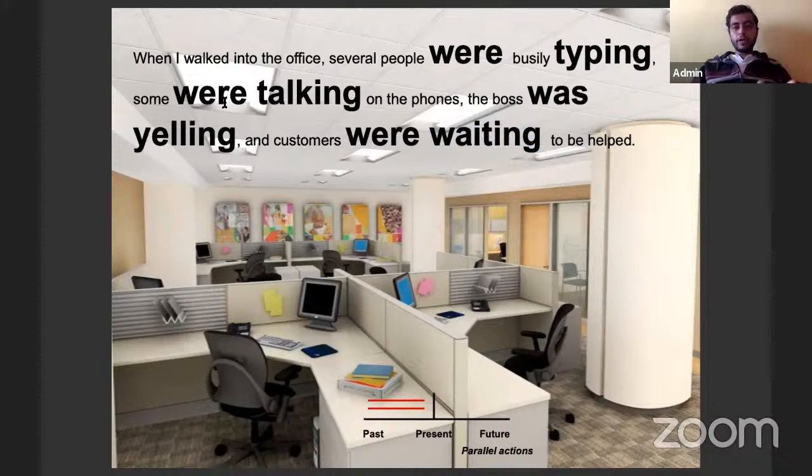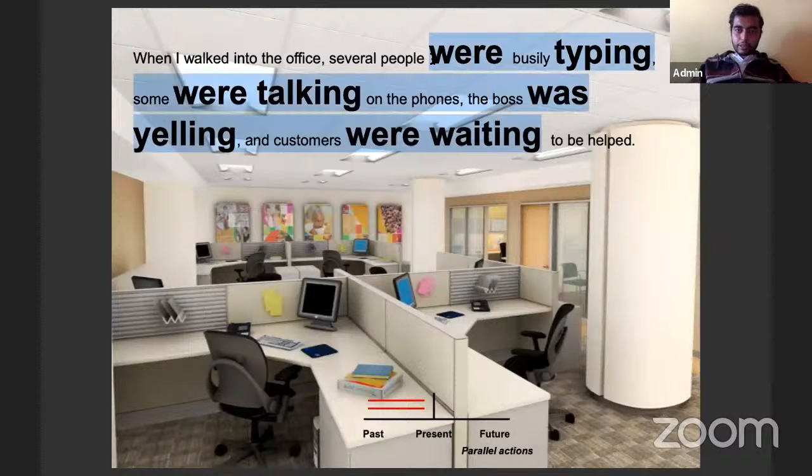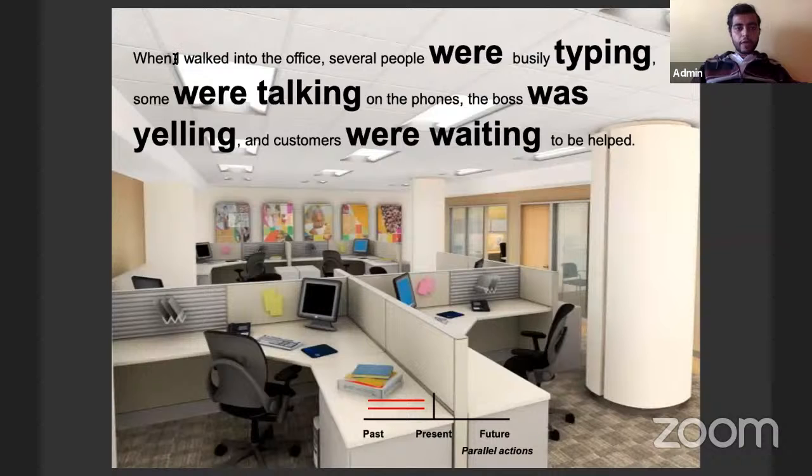So when you walked into the office, this is walked, simple past. So for some people in the past continuous, this is what you use. Several people were busy typing. Some were talking on the phone. The boss was yelling and the customers were waiting to be helped. These were all continuous actions in the past that were interrupted when I walked into the office.